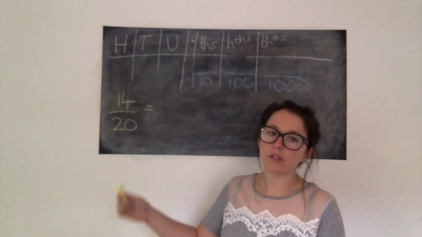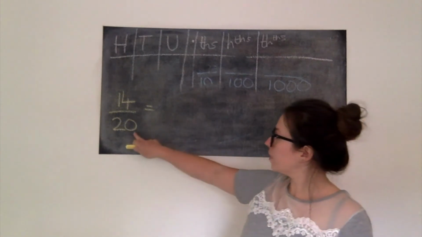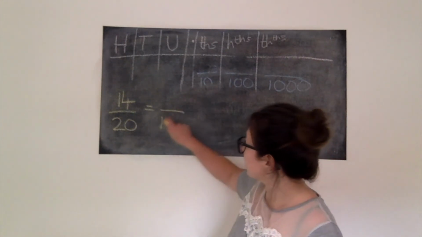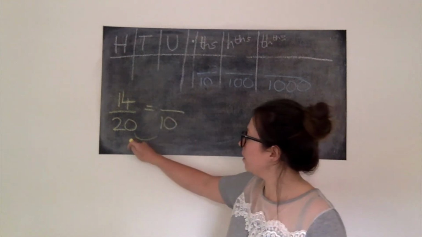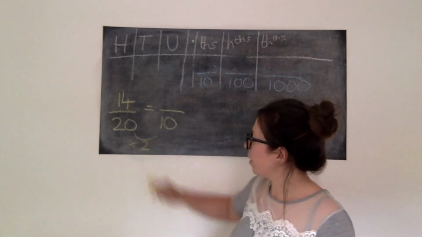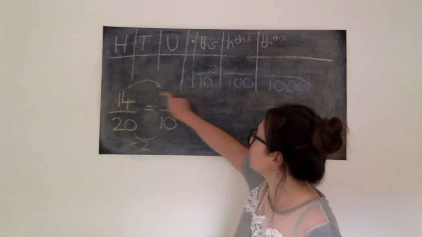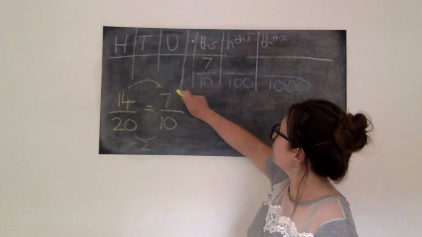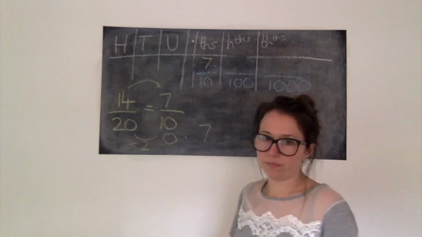Okay, so the key is make your denominator tenths, hundredths or thousandths. Remember, we can also do this when our denominator is bigger than our tenths. So for example, in order to simplify this fraction, rather than multiplying, we are dividing. So 20 divided by 2 gives me 10. Same to my numerator, which gives me 7. 7 tenths, so my decimal is 0.7.